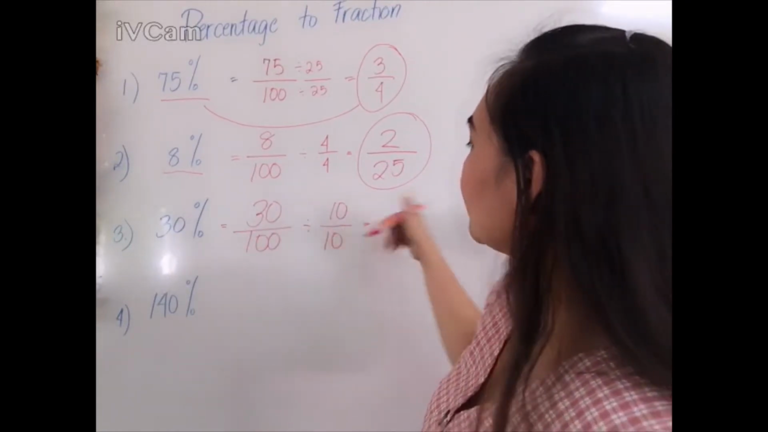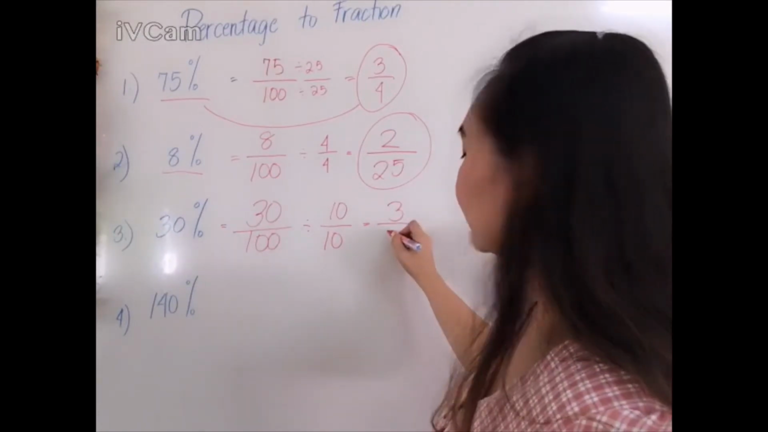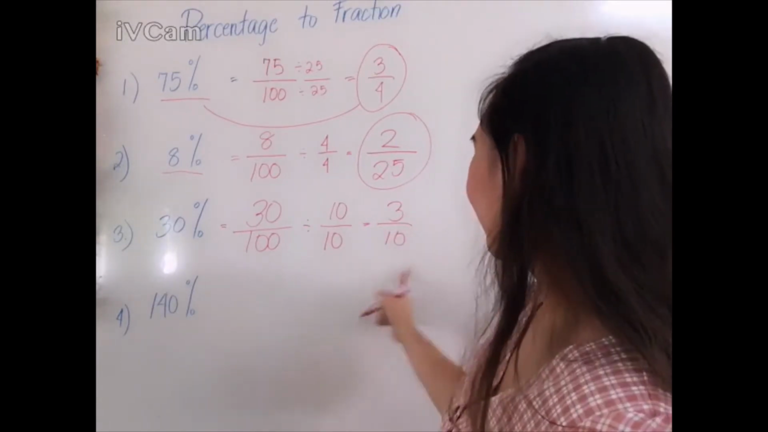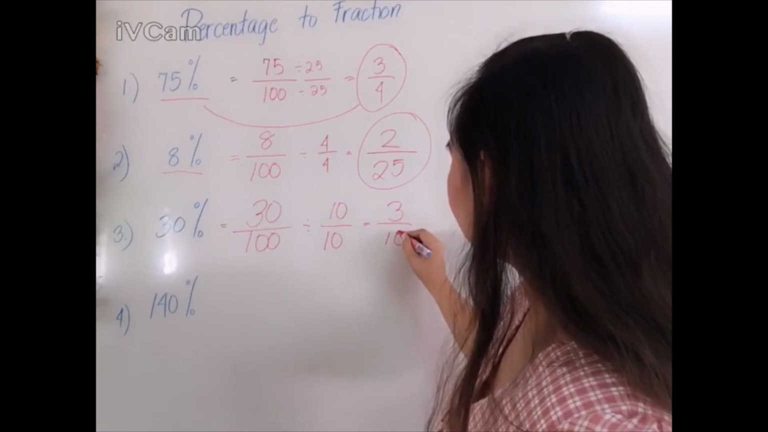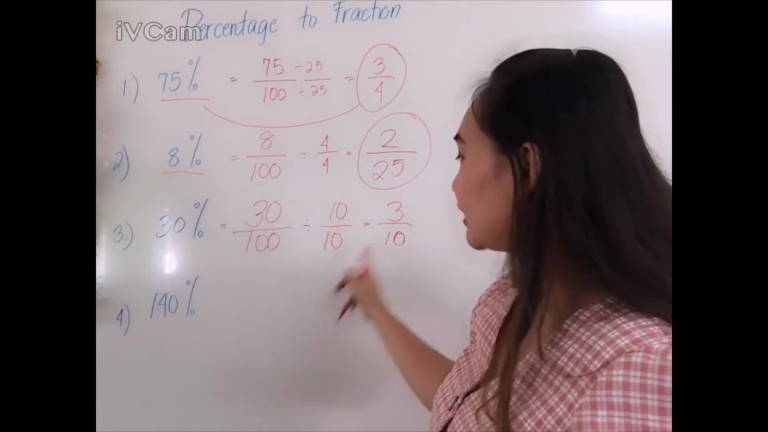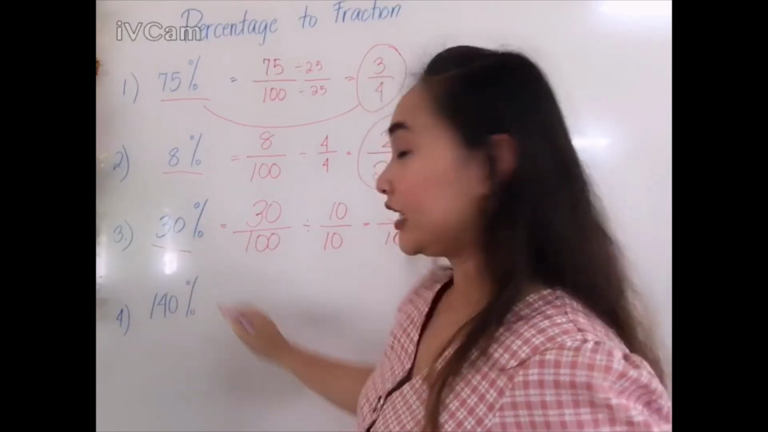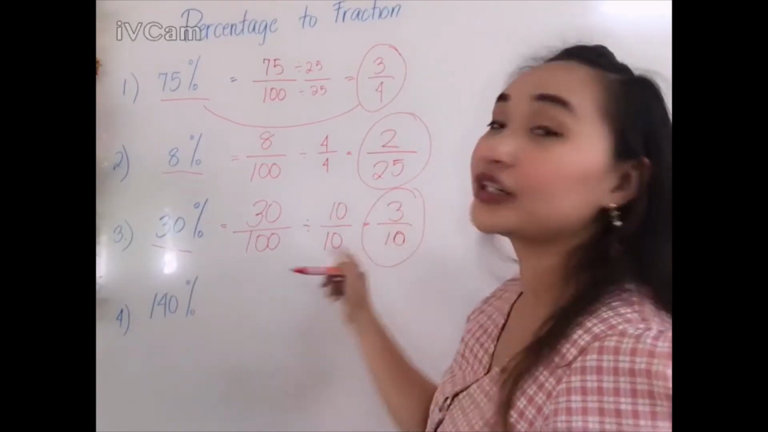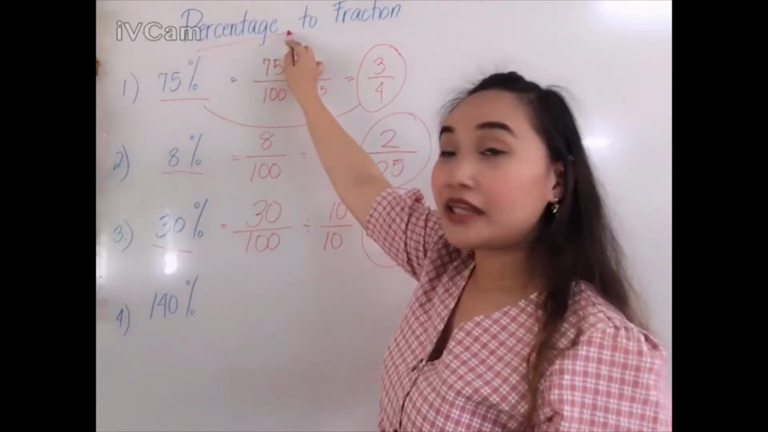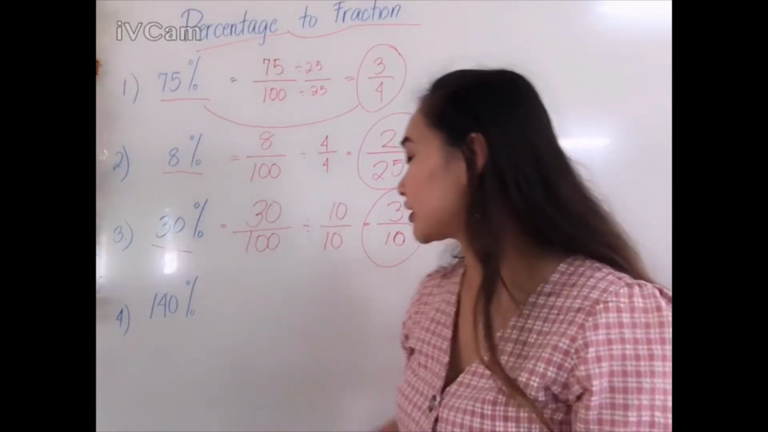So 30 divided by 10, we have 3. 100 divided by 10 is how much? 10. Okay, very good. 30 divided by 10 is 3. 100 divided by 10 is 10. So therefore 30% is 3 over 10. Now, take note, this is percentage to fraction. Right.